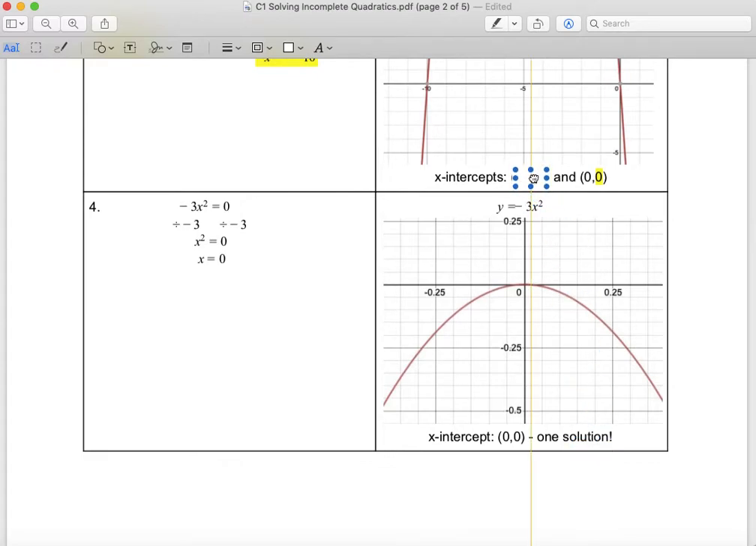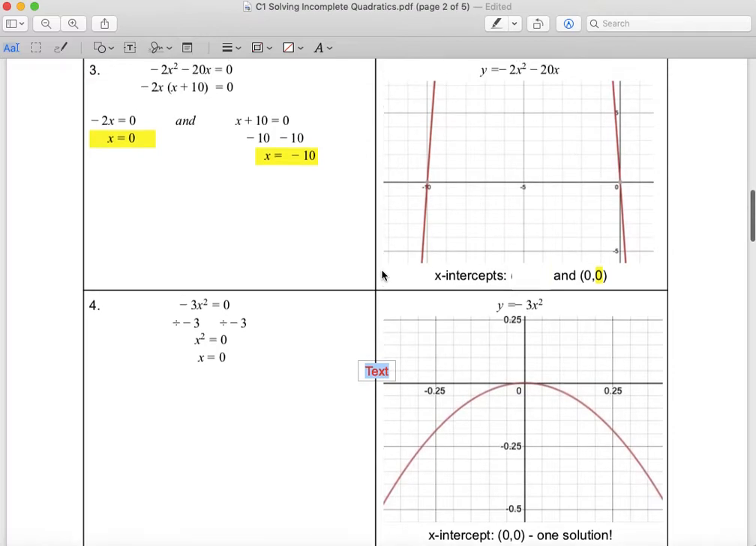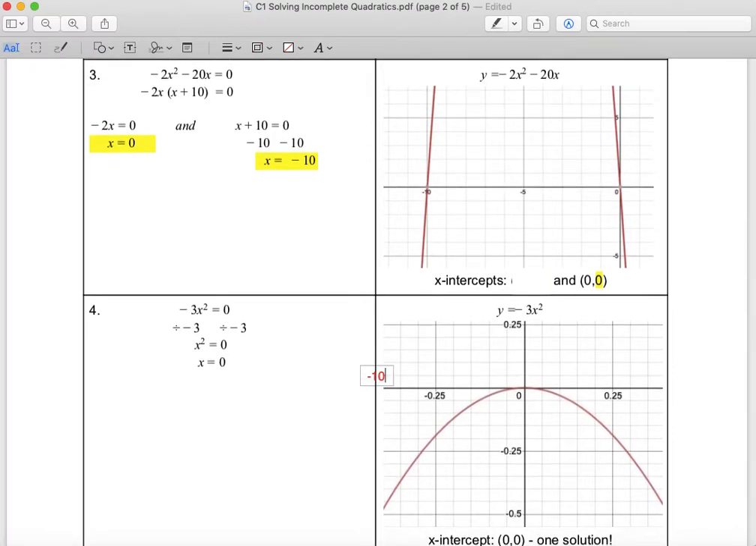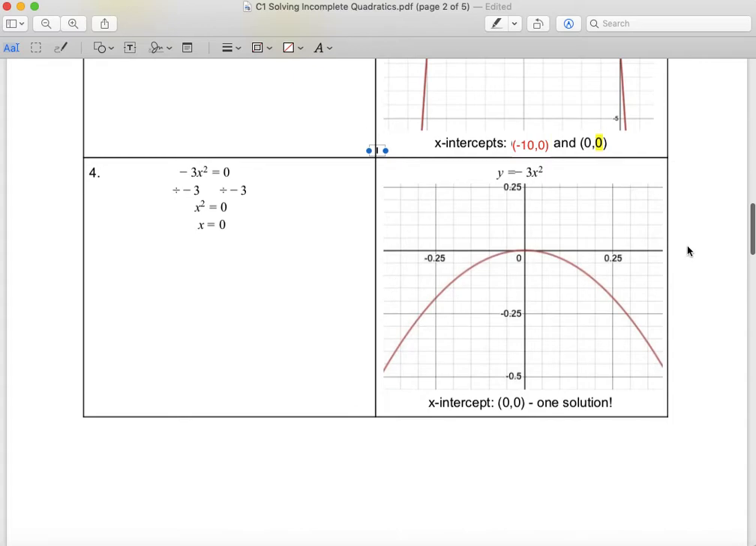If I were to cover up this, because I made a goof, and then, what was that again? So -10, comma 0. There we go. All right, there's our solution.